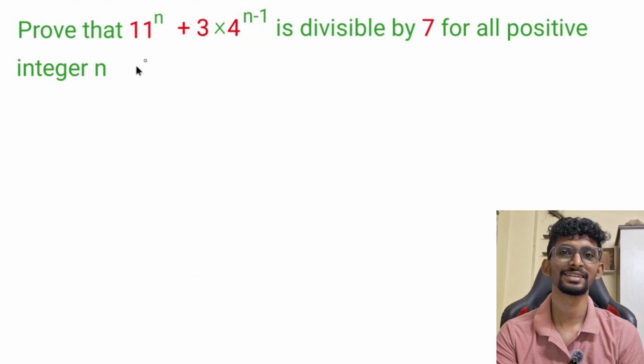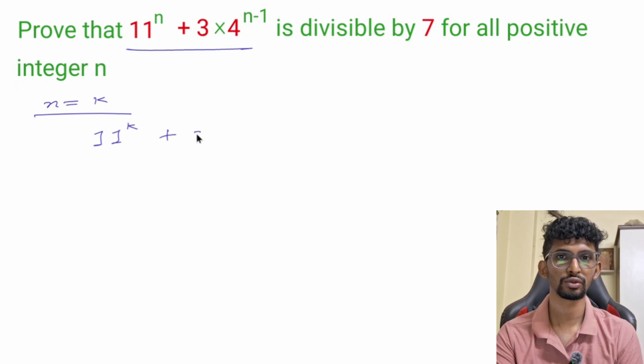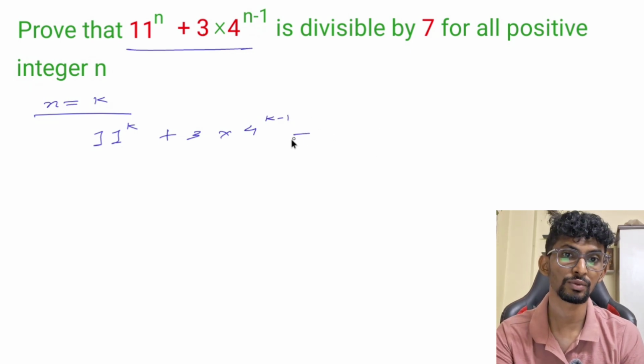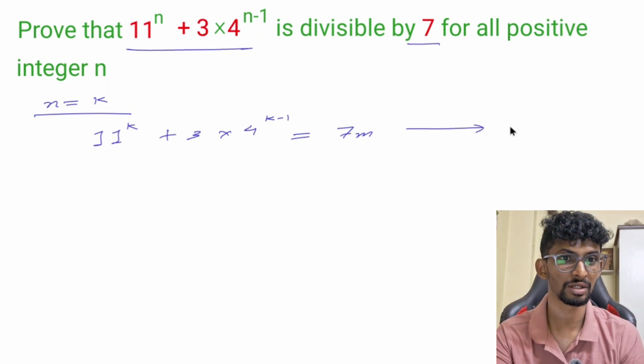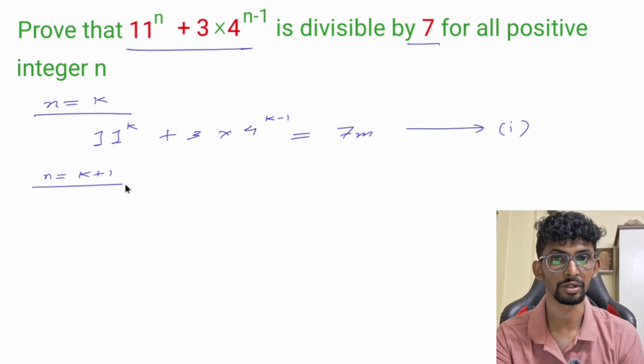So now let us take the statement is true for n equals k. So we can write it as 11 raised to the power k plus 3 times 4 raised to the power k minus 1. Now since the statement is true, we can write this as 7m because it will be divisible by 7. Let this be equation 1. Now we have to check whether the statement is true for k plus 1 or not. We can use this statement since it is true.